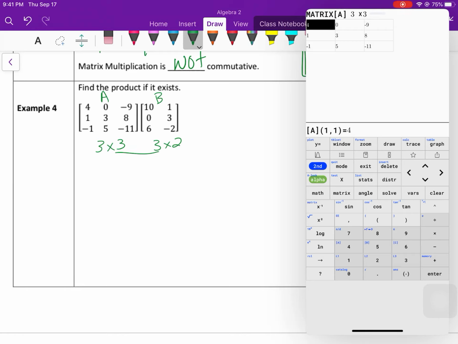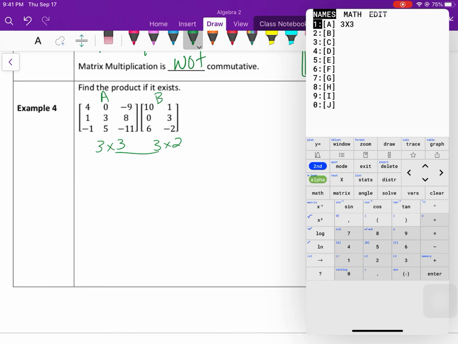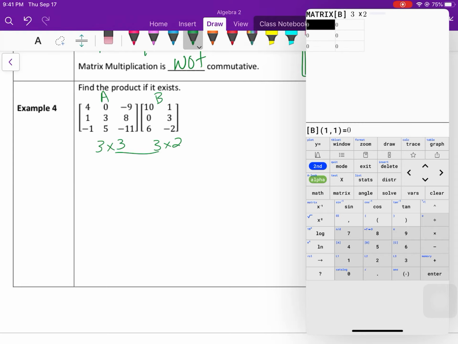Okay, so now I want to go back to matrix. I have matrix A edited. Go over to the right and then go down to matrix B and edit that one. Matrix B is a 3 by 2. So I'm going to put those values in, pressing enter after each one. Okay, then I need to go second and mode, the little blue quit, to get back to the home screen.